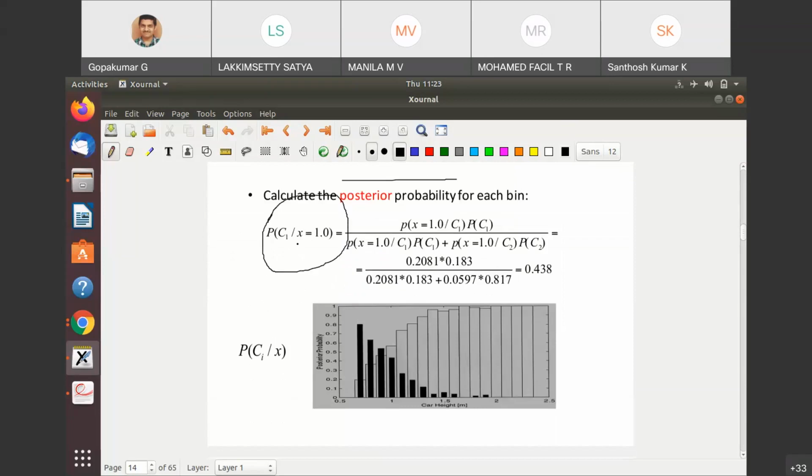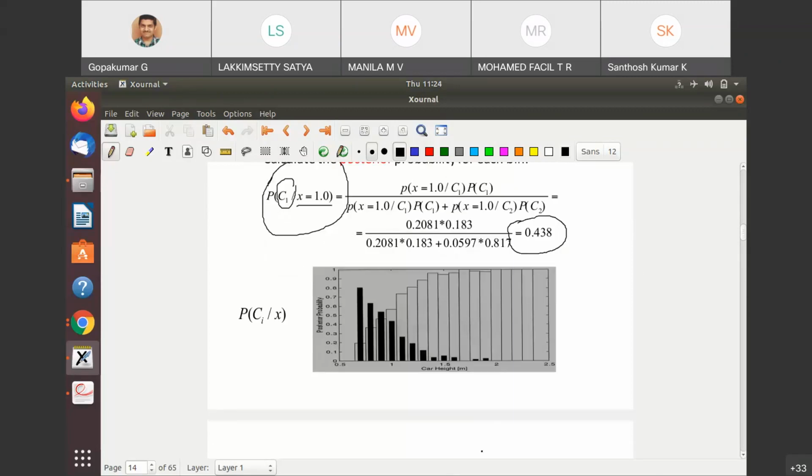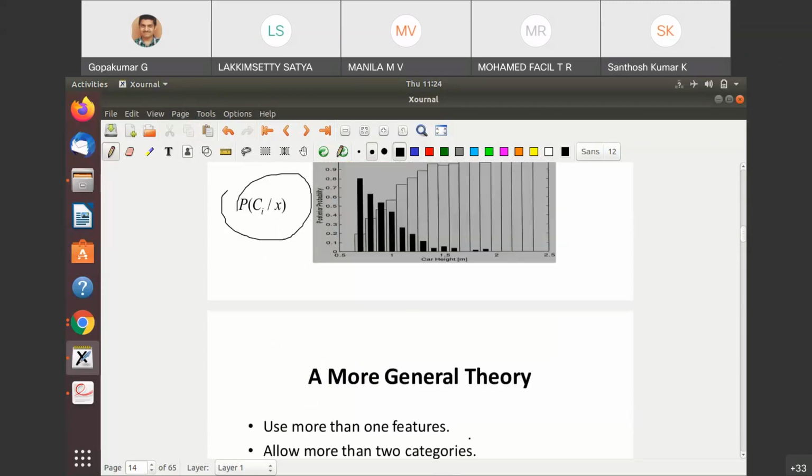Suppose we are given x, maybe the height of the car. In this case the feature is the height of the car, so x is equal to 1.0 is given, then we have to evaluate that for C1 and C2. So this is actually about 0.438. Similarly we have to evaluate for the other one and then look at which is larger. And maybe we can plot that posterior probability also. So that is how we can apply this.